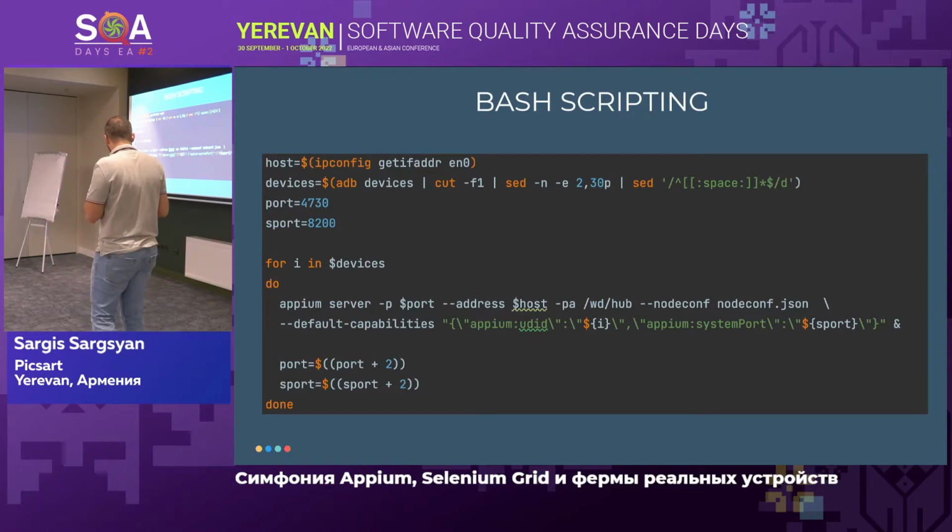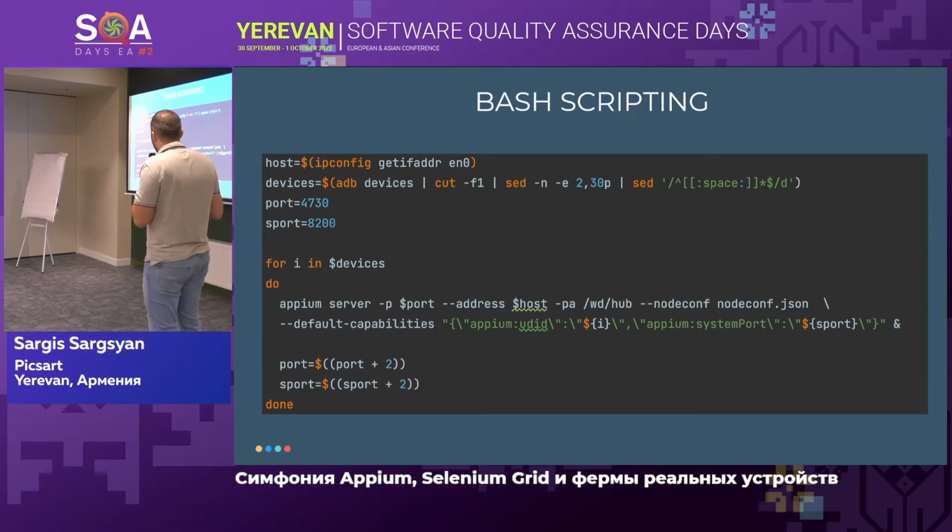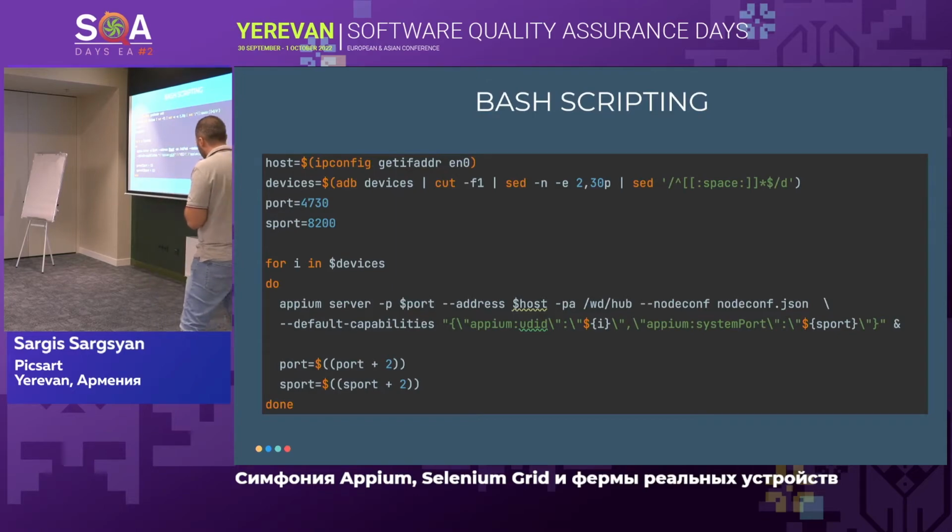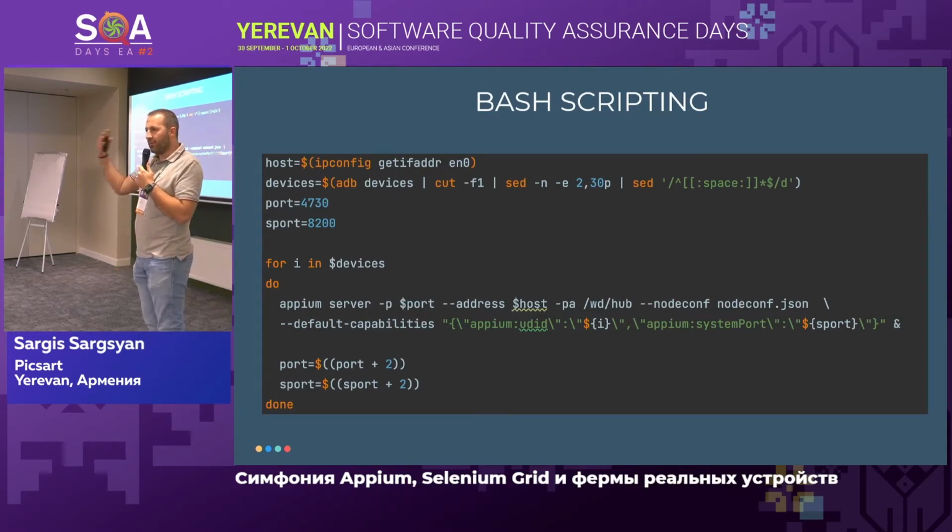So what we are saying: we have a variable host, and we are assigning the current machine IP. We have devices, which will be a list in this case. Basically, when we run this one, if there are 3 devices, this list will have 3 IDs in it. We have the port, and we have a system port. We just kept the pattern because in Appium it's suggested to start from 4723, and the system port starts from 8200. We just write one cycle for every device. If we have 3 devices connected, it will run 3 times. If we have 10 devices, it will run 10 times.